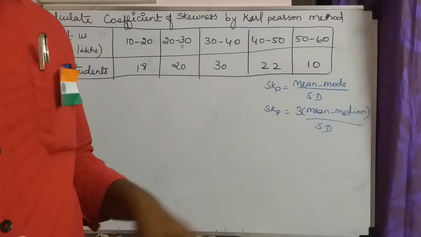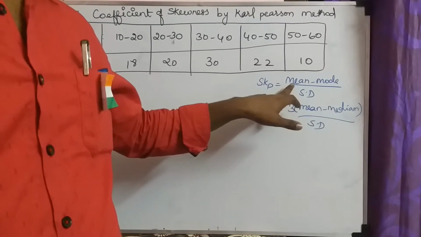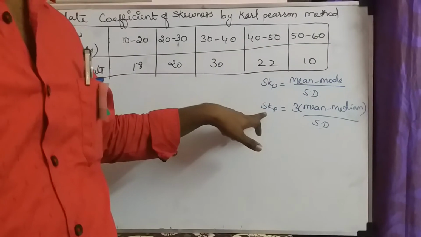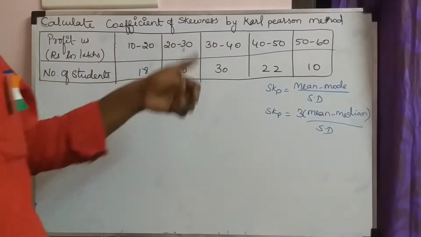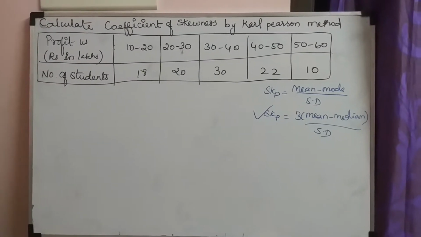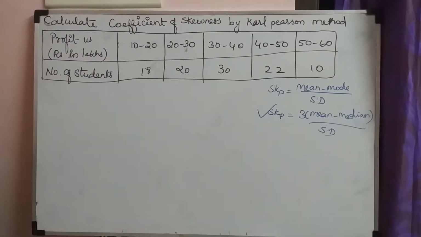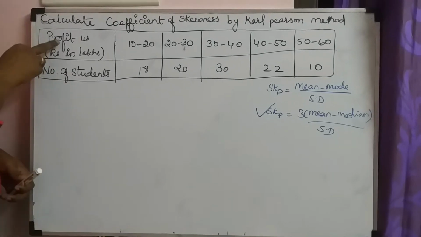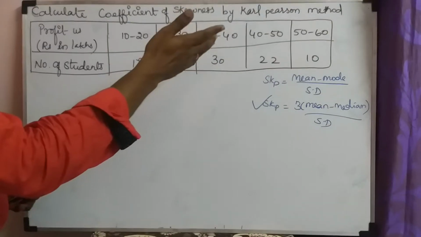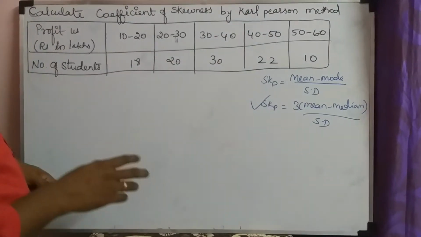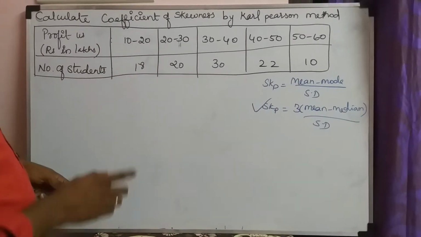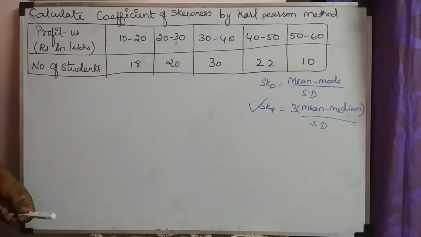In the last class, we solved one problem using the first formula. Now we are going to use the second formula for today's problem. The profit in rupees lakhs is given as 10 to 20, 20 to 30, 30 to 40, 40 to 50, 50 to 60 lakhs. The number of students is 18, 20, 30, 22, 10. We are going to find the Karl Pearson coefficient of skewness.